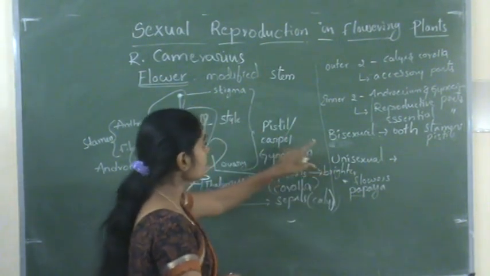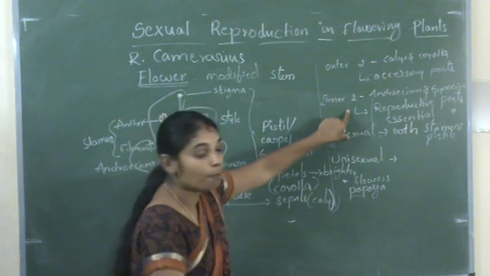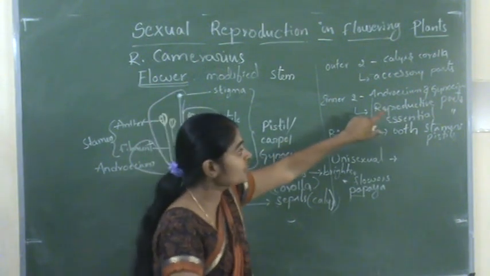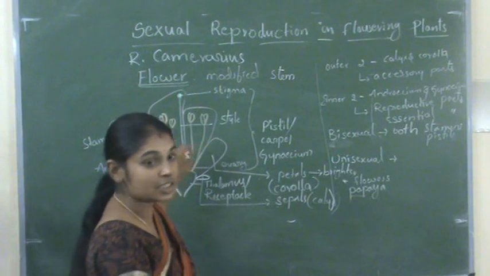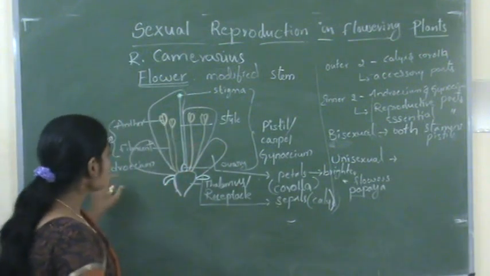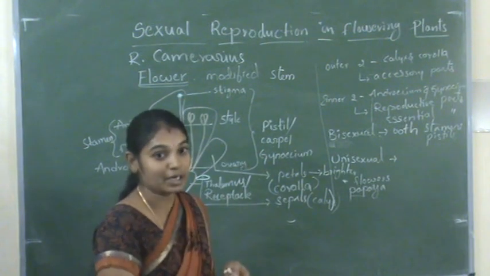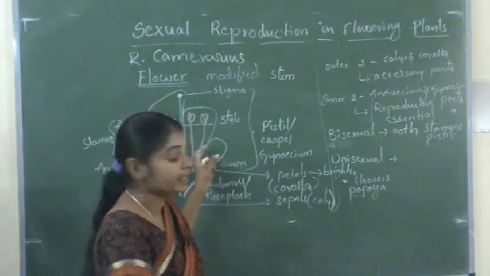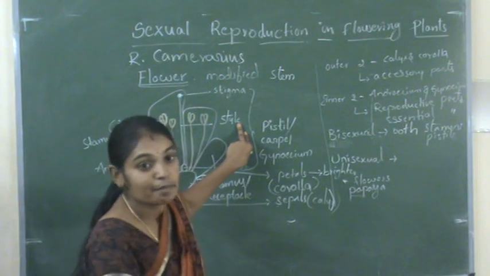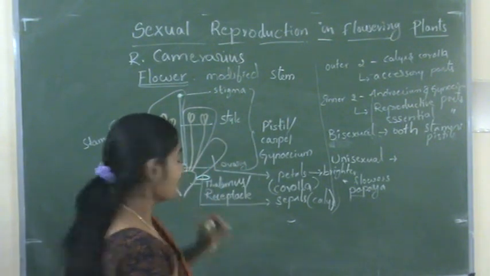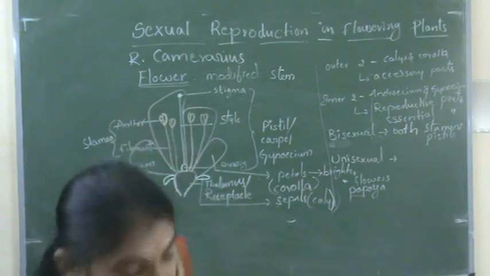And when we come to the reproductive parts, here there are androecium and gynoecium. Androecium has the stamen, and gynoecium has the pistil and carpel. So first we will make a note of the pistil, stamens or androecium.